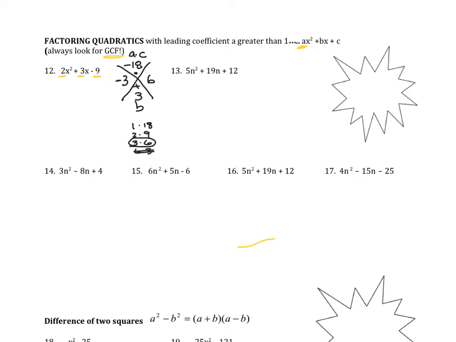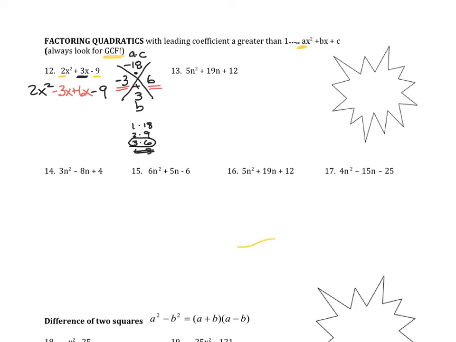Now be careful, do not put these in parentheses. I rewrite the 2x squared, I rewrite the negative 9, and now instead of writing a 3x, this is where I'm going to insert my two side numbers. I'm going to insert the negative 3x, and I'm going to insert the plus 6x. These are the two numbers in the side of my diamond.